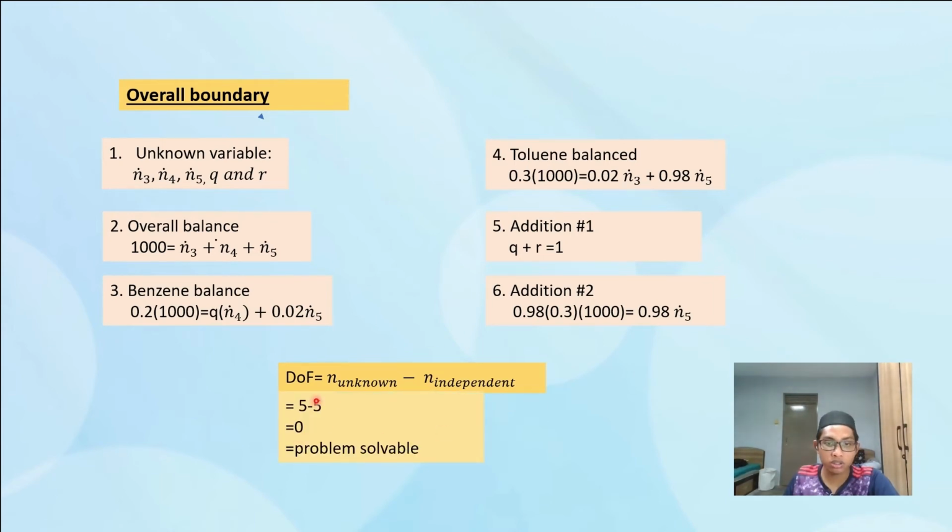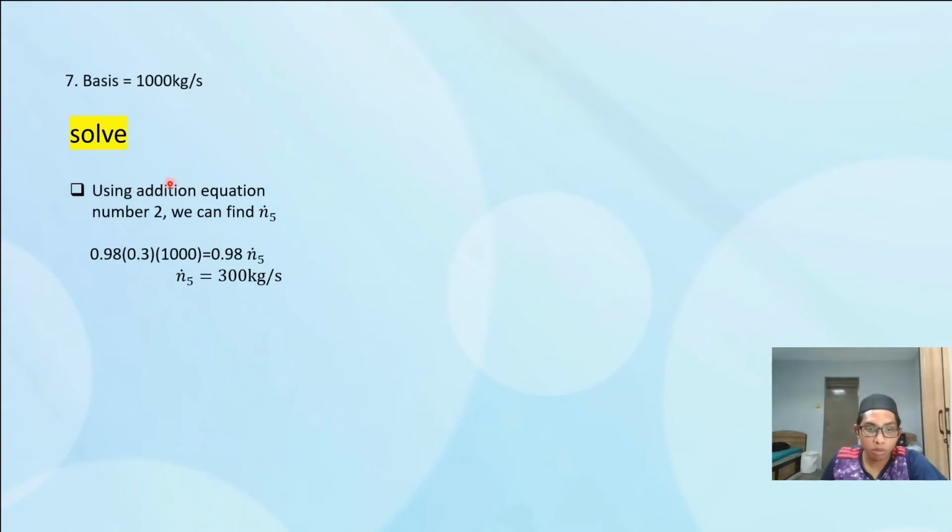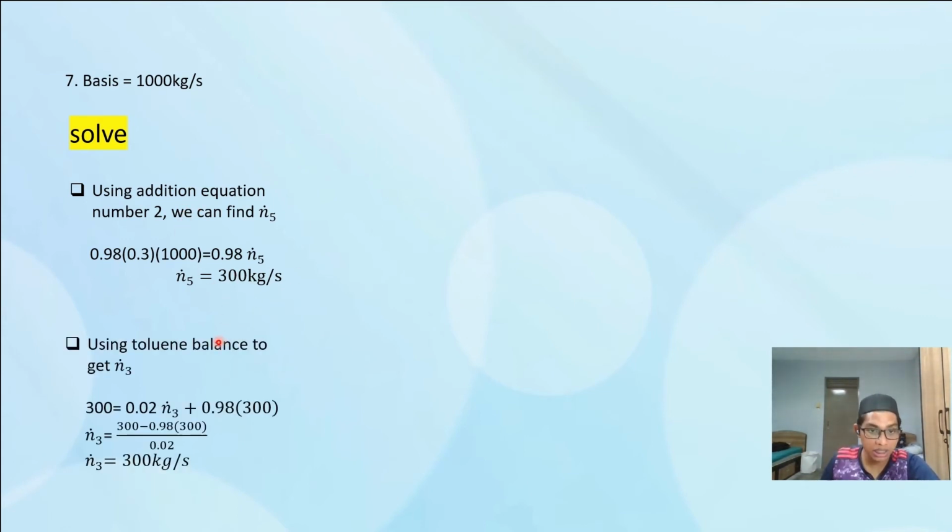So we will have 0. That means this kind of problem can be solved. And then we will take 1000 kg per second as our basis. To solve this problem, by using additional equation number 2, we can get the amount of N5, which is 3000 kg per second. And then by using the toluene balance, we can get the amount of N3, which is 3000 kg per second.